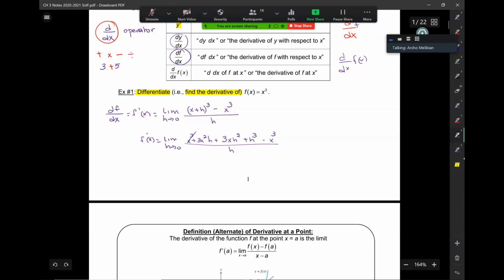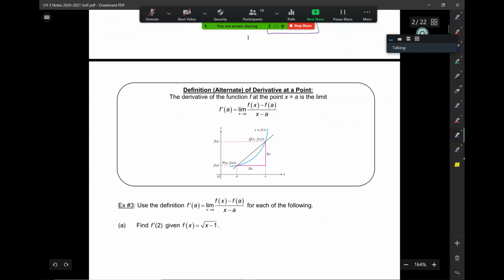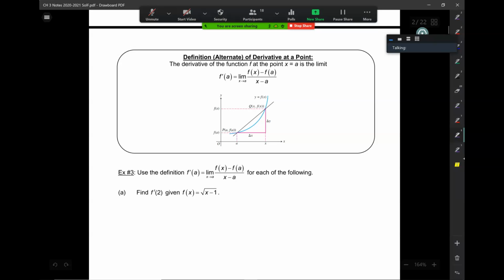When I cancel everything that can cancel, all the h's, we should end up with the limit as h approaches 0 of 3x squared plus 3xh plus h squared. Cool? So when I plug in h as 0, all these go away. I get that f prime of x is 3x squared. All right, questions? We haven't done anything new. We just called it f prime of x now.